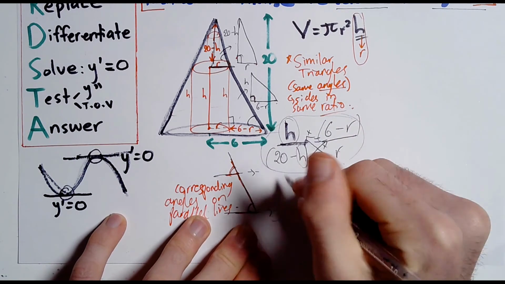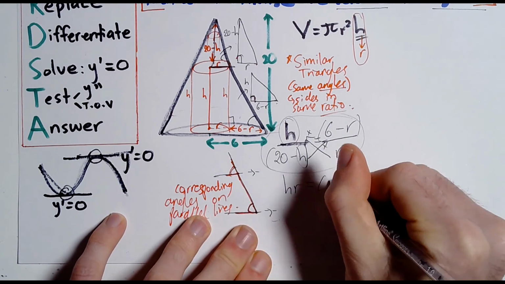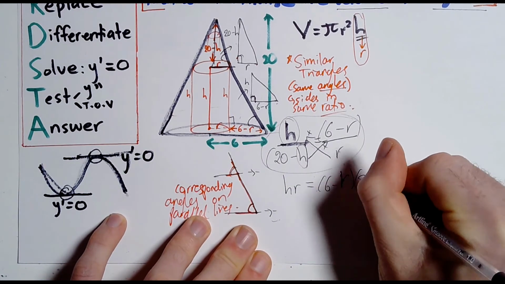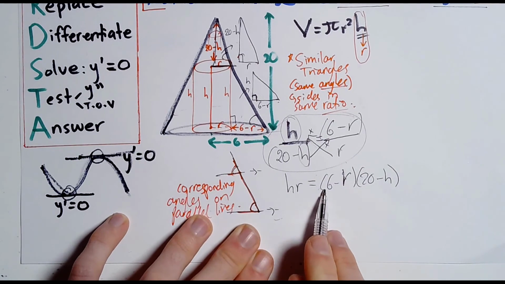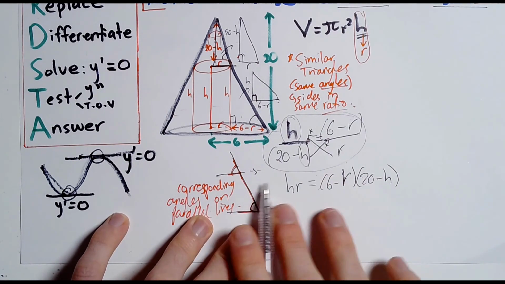So h times r, we get hr equals 6 minus r times 20 minus h. Okay, so hr equals (6 minus r)(20 minus h). You can see I've just cross multiplied up there. That gets rid of the denominator.